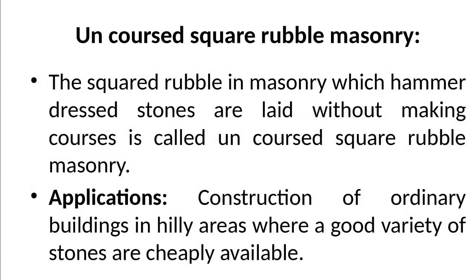Next one, uncoursed squared rubble masonry. The squared rubble masonry in which hammer dressed stones are laid without making courses is called uncoursed squared rubble masonry. It consists of stones which are squared on all joints and beds by hammer dressing. All the stones to be laid are of different sizes. Its applications are in construction of ordinary buildings in hilly areas where a good variety of stones are cheaply available.